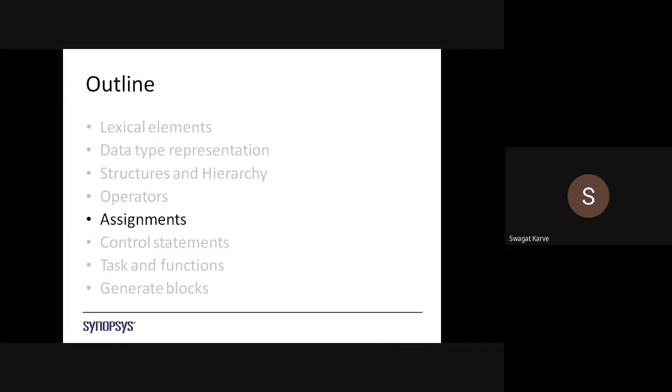B is equal to A plus C. Okay, so in that case, which variables are the operands? Can anyone? A and C. Okay, A and C. Any other opinion? A and C are the operands in this equation.